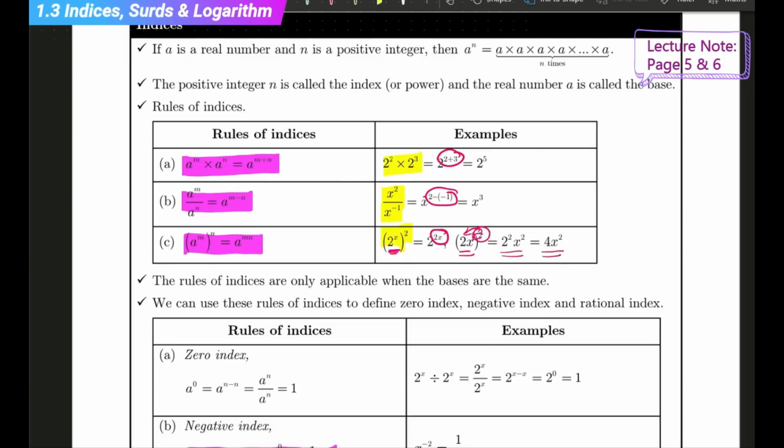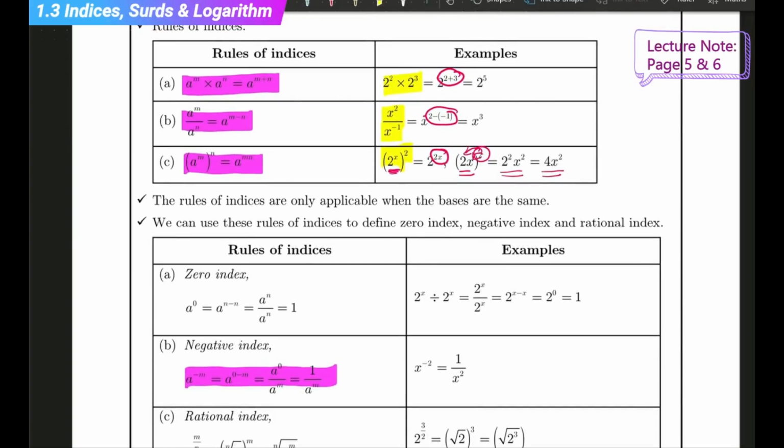Now, what about zero index? It is very simple, meaning anything to the power of 0 will become 1. So why does it become 1? I need you to explore it by yourself and explain to your friends. Make sure they can understand.